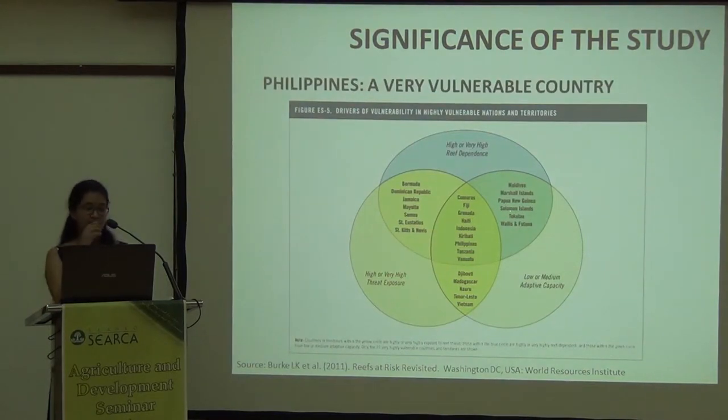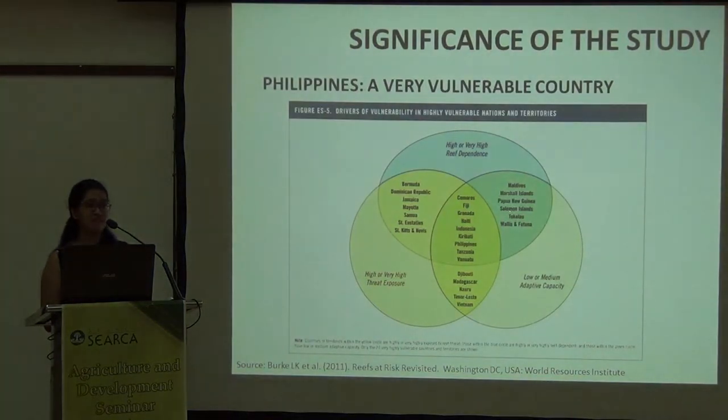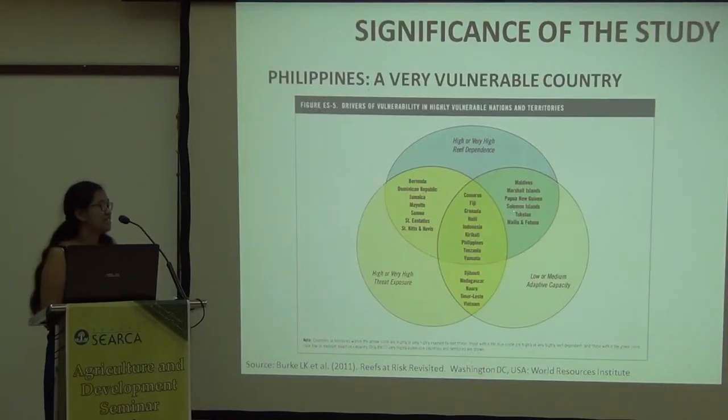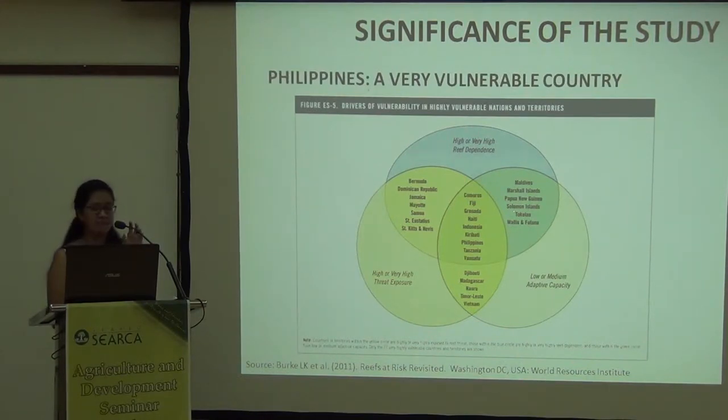And with this study by SEARCA, they have identified the drivers of vulnerability in highly vulnerable nations. They have identified three drivers. Number one is high or very high grief dependence. The second is high or very high threat exposure. And the third is low or medium adaptive capacity. Again, I will just mention that the three drivers of highly vulnerable nations are high grief dependence, high threat exposure, and low adaptive capacity. So where's the Philippines? We're right there at the intersection of these three drivers. So meaning, we have these three major drivers of vulnerability.